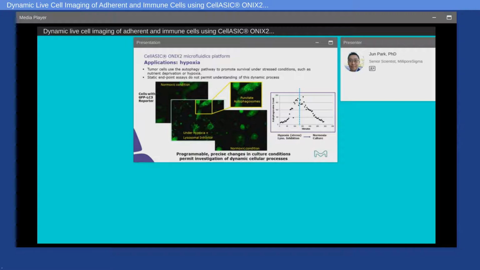Next, we will look at the autophagosomes formation under hypoxia using fluorescent lysosomal marker LC3. Under hypoxic condition, cellular stress will induce the formation of punctate autophagosomes, and this can be visualized and measured based on live cell imaging. Let's take a look at the movie.